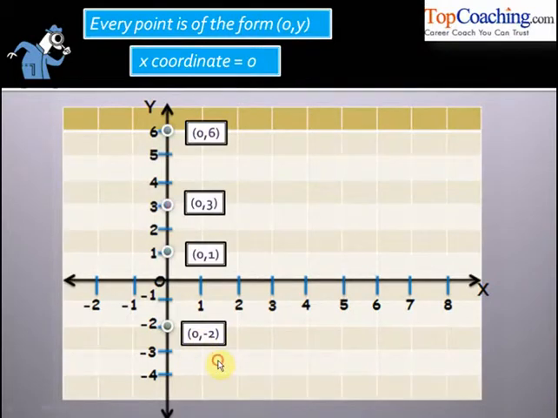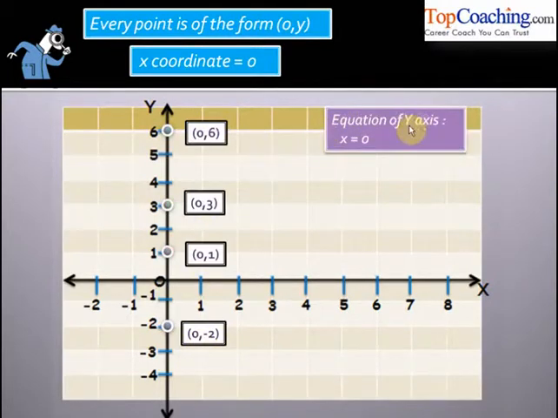So what can we say? We can say that the equation of the y-axis becomes x equal to 0. So the equation x equal to 0 represents the y-axis, as all these are solutions of this equation x equal to 0. We can have any value of y, but the x coordinate should always be equal to 0. So the equation of the y-axis becomes x equal to 0.